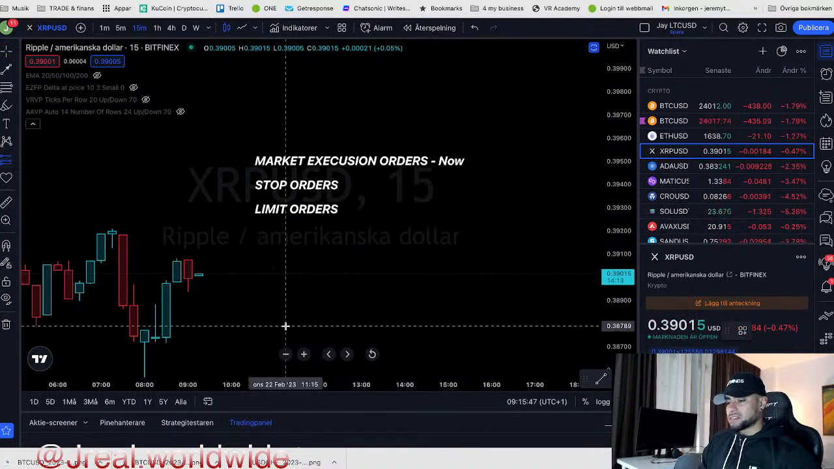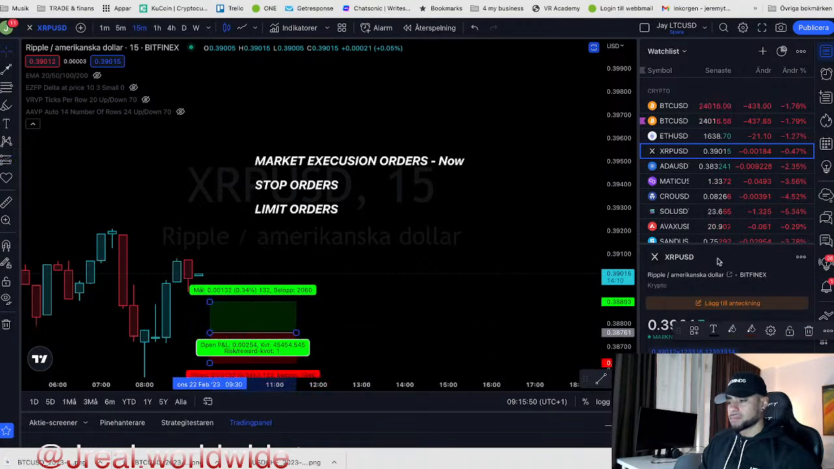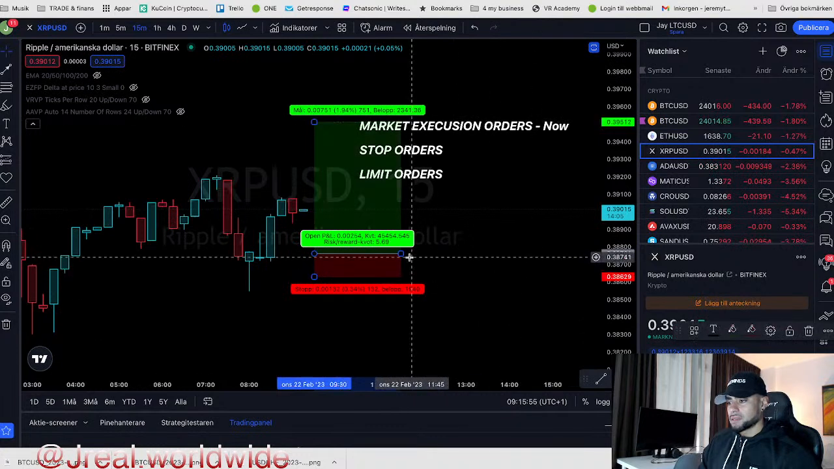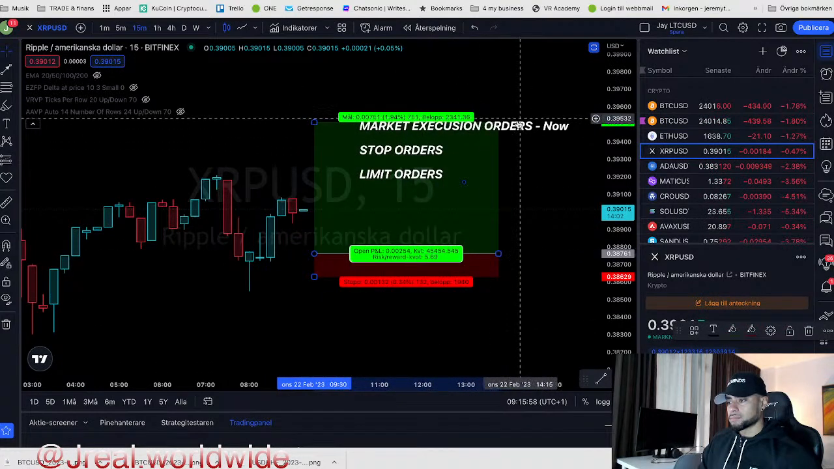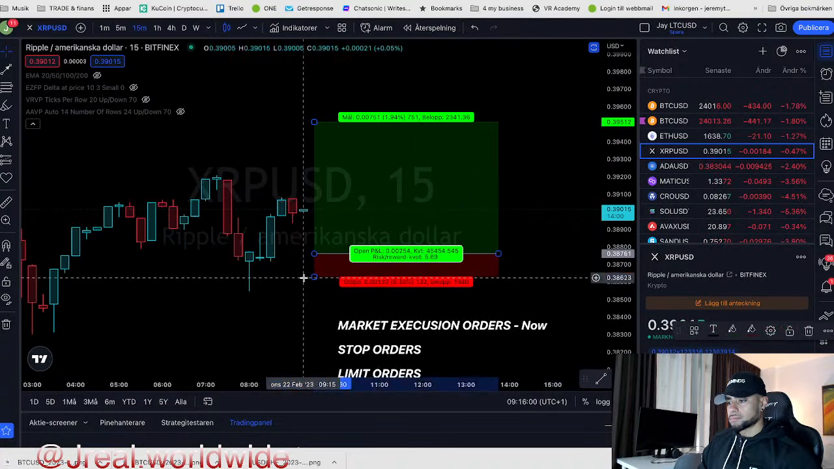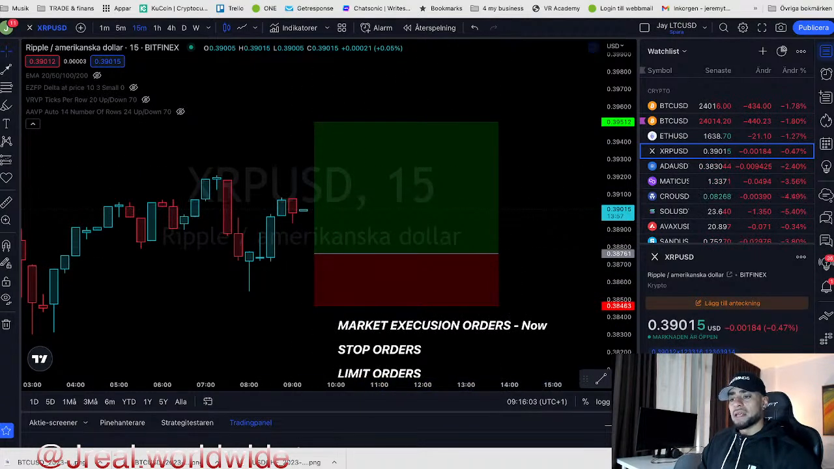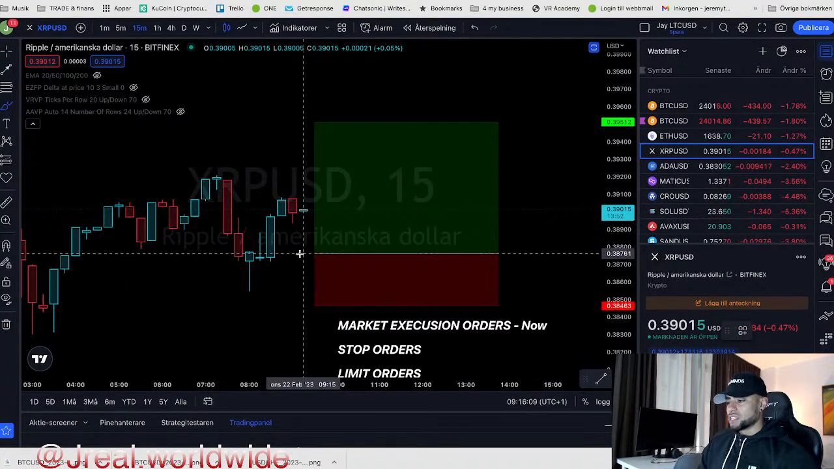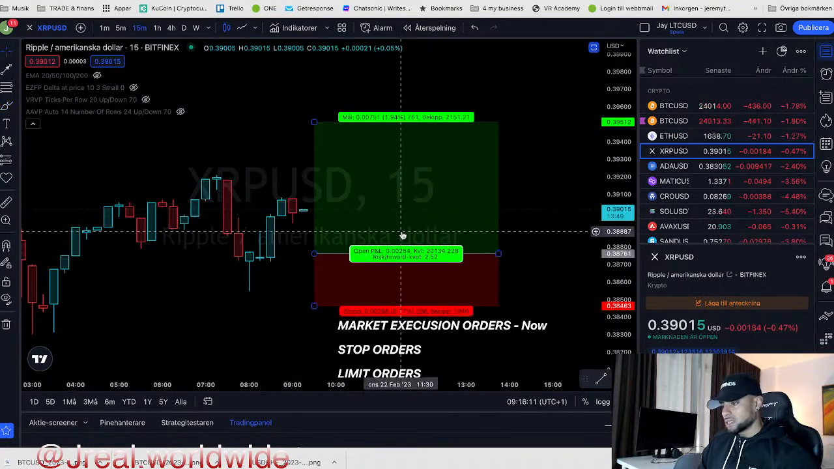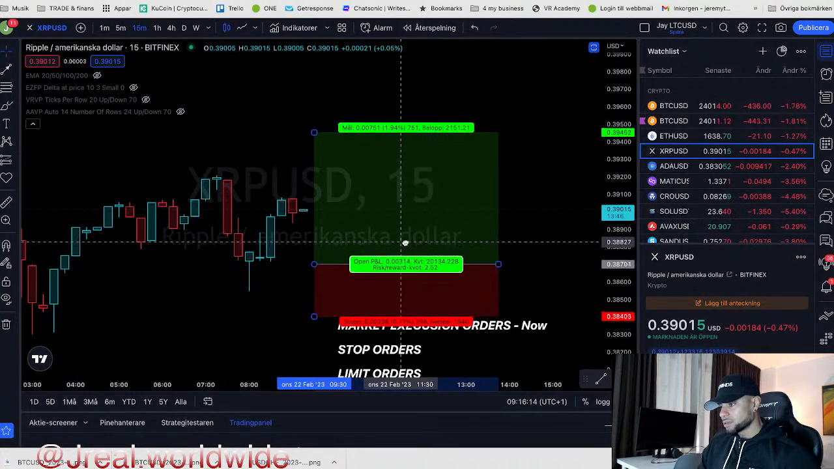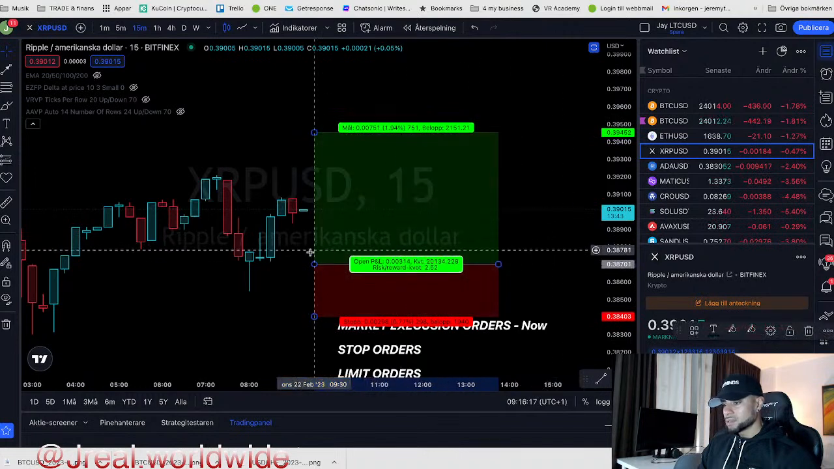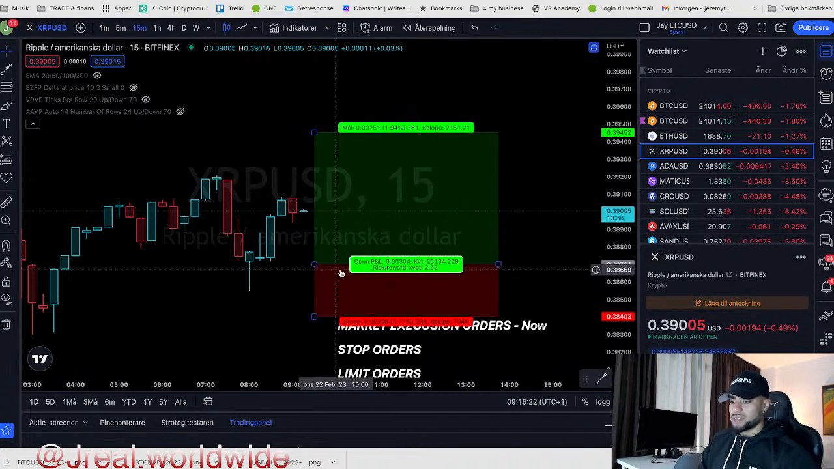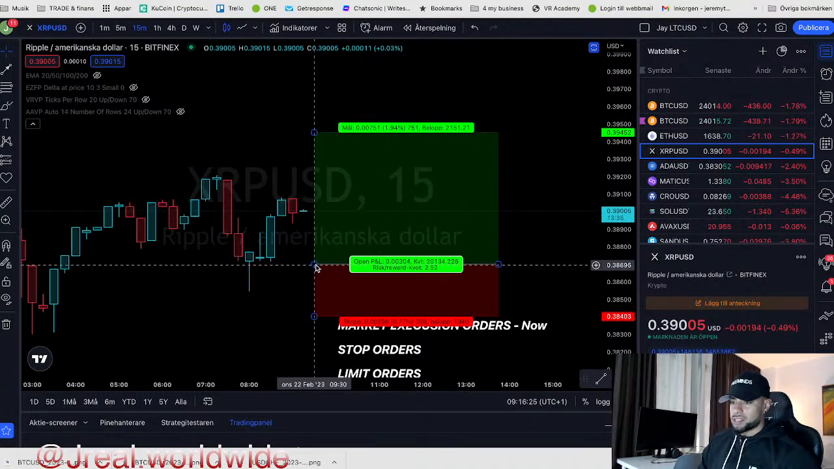So let's say you place a buy limit down here. Let's say we put in a buy limit here. So it means when price comes down to, let's put a nice round number, 0.38700, we want to enter the market.